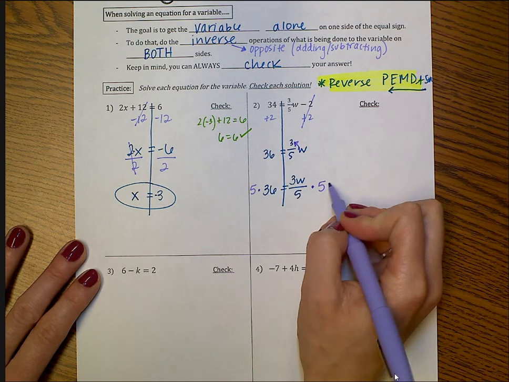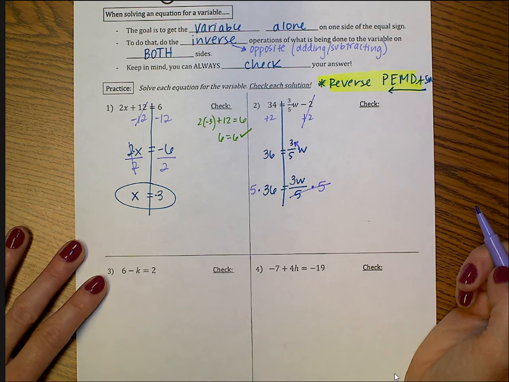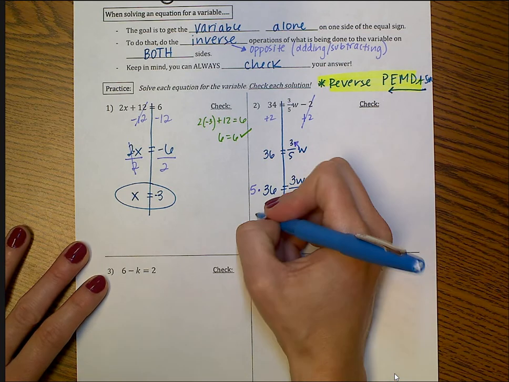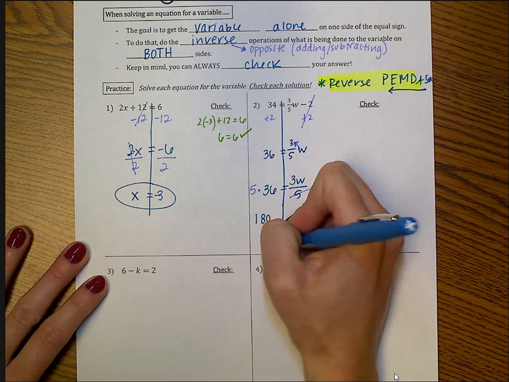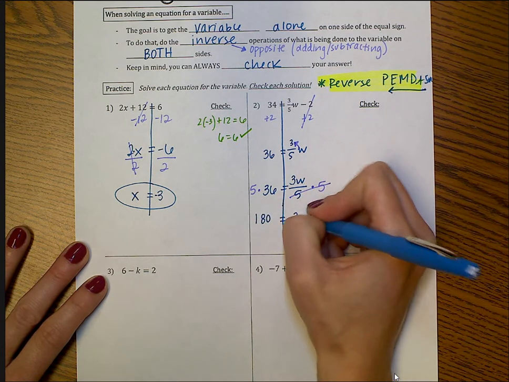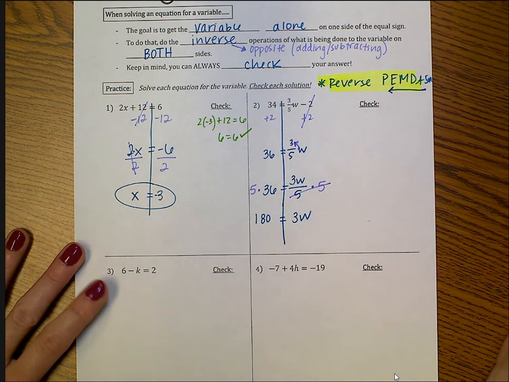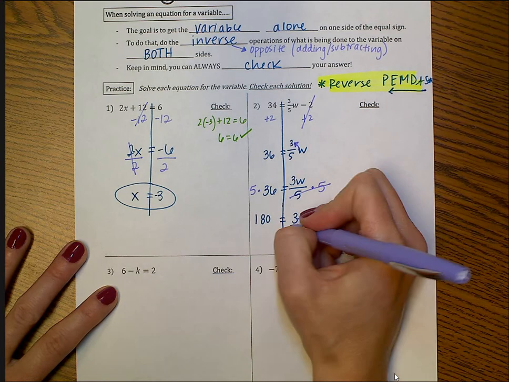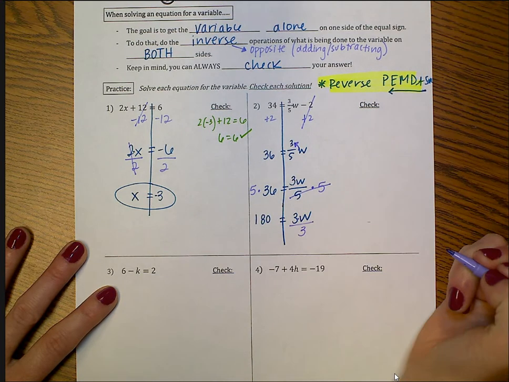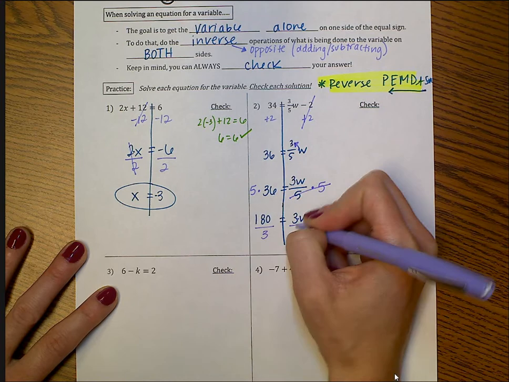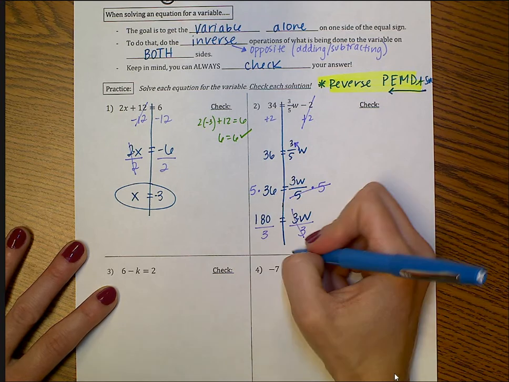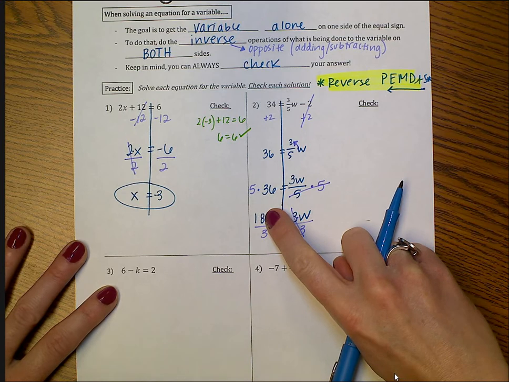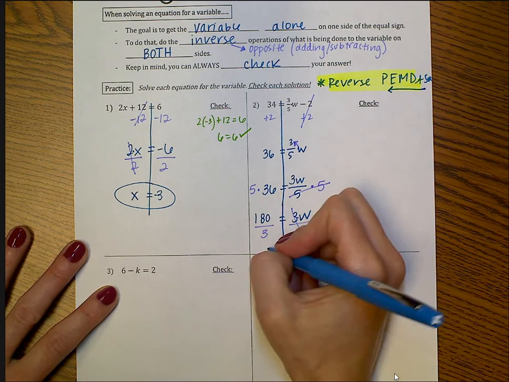Okay, 5 divided by 5, that's 1. Those cancel. On the left-hand side, 5 times 36 is 180. And I just have 3w on the right. Now I can say, okay, I'm multiplying 3 times w, so I'm going to do the opposite and divide by 3 on both sides. 3's will cancel, and I have w equals, shortcut, 18 divided by 3 is 6. Add the 0 back on, so it's just 60.